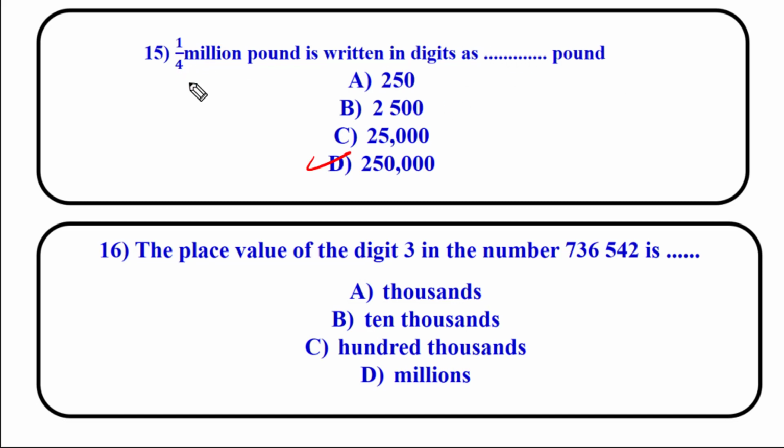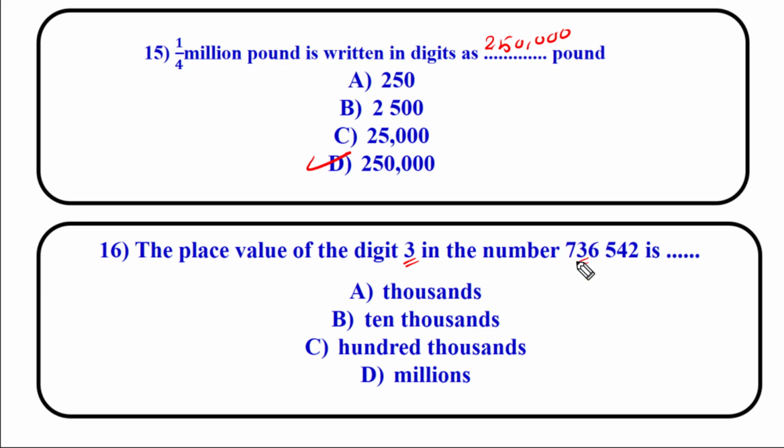So don't forget, quarter million equals 250,000, we studied before. Number 16, the place value of the digit 3 in the number. We have here a 6-digit number, 736,542. Ask yourself now, he is asked about the place value of 3. 3 in what, guys? 3 in the second period.